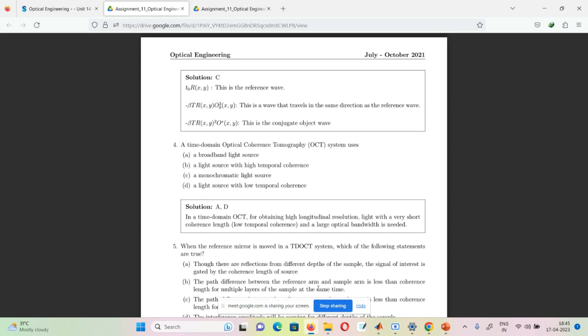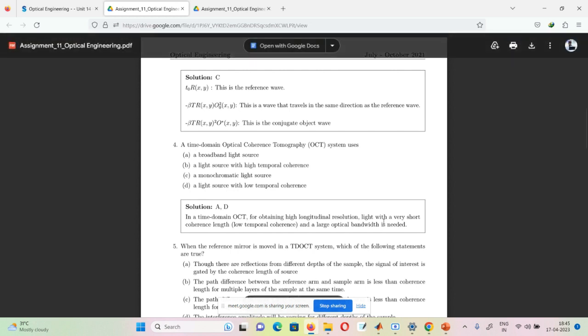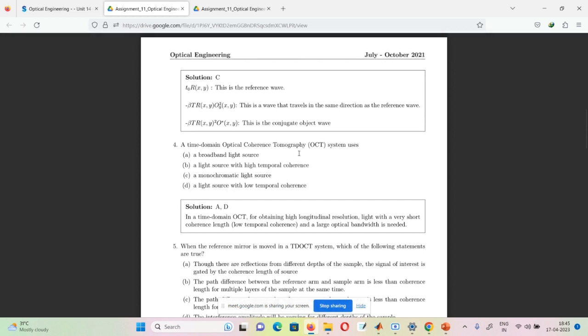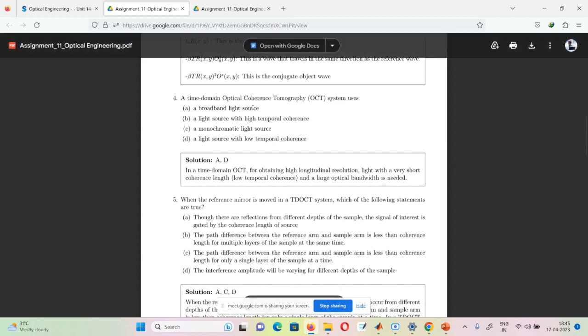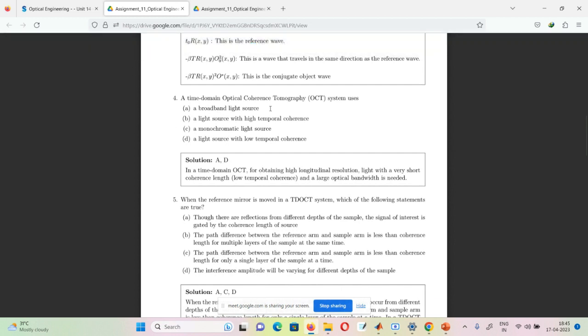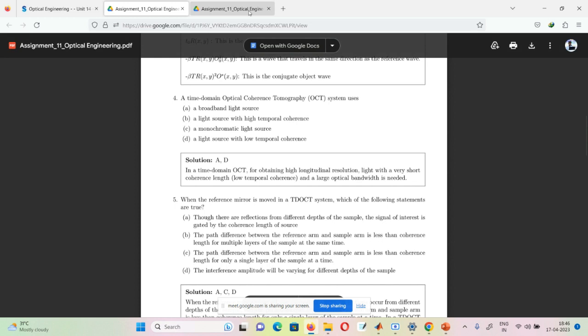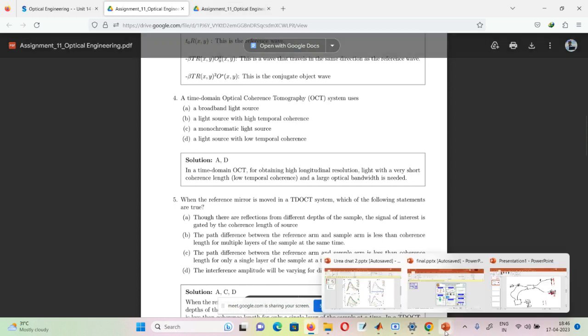Hello. Okay, do you have any idea? For a broadband light source, what is the bandwidth of your light source? How are the bandwidth and the coherence length connected? I think this was already covered. Okay, people are hearing now. Yes, sir.